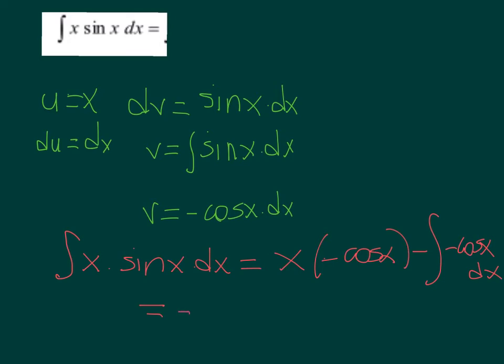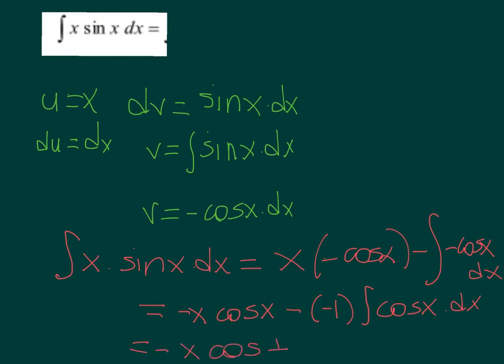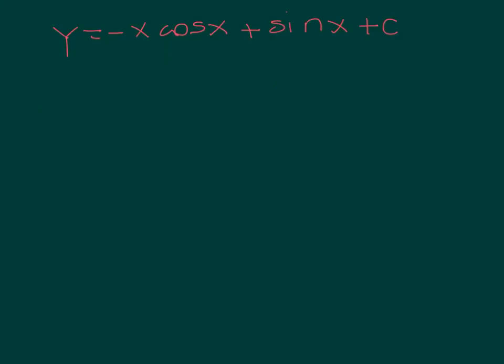that is negative x cosine of x minus the integral of cosine. I'm writing the constant negative 1 out of the integral sign, and finally the integral of cosine, which is sine of x plus c. So this is your indefinite integral using the by parts formula, but let's verify it. Okay, so let's do the verifying.